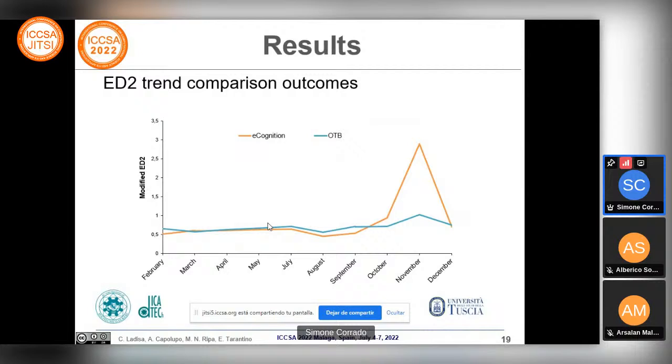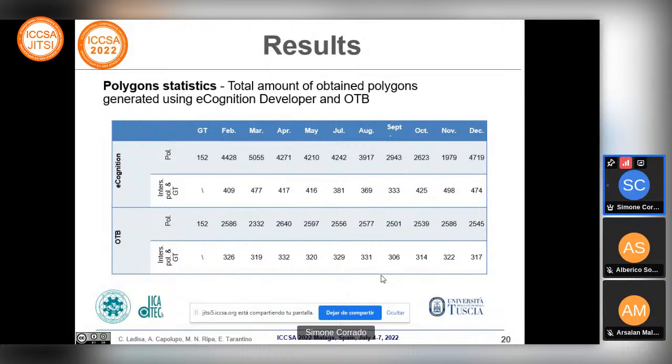This table reports the total amount of polygons obtained, generated using eCognition Developer and OTB. Furthermore, the number of polygons intersected with ground truth is shown too. eCognition Developer produces more polygons than OTB, except in November. Polygons intersecting the ground truth are greater in eCognition Developer than in OTB.